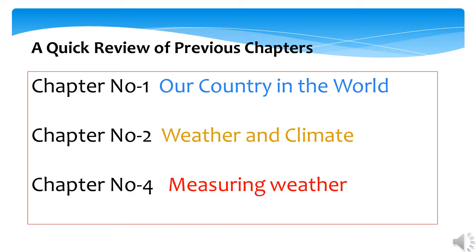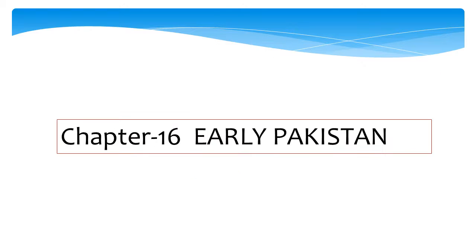Let's start our today's lecture. Dear students, today we are starting the history portion of our syllabus. Chapter 16 is about the early civilization of Pakistan, Mohenjo-Daro. This lesson will give you knowledge of the earliest urban society in the region, its function and impact.